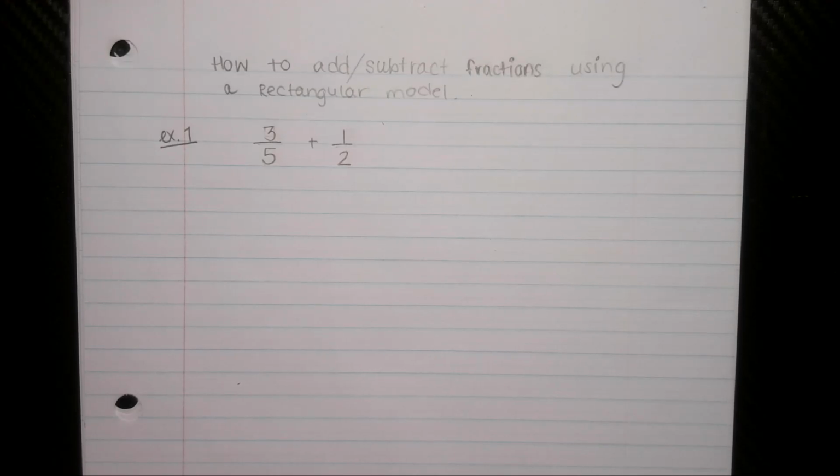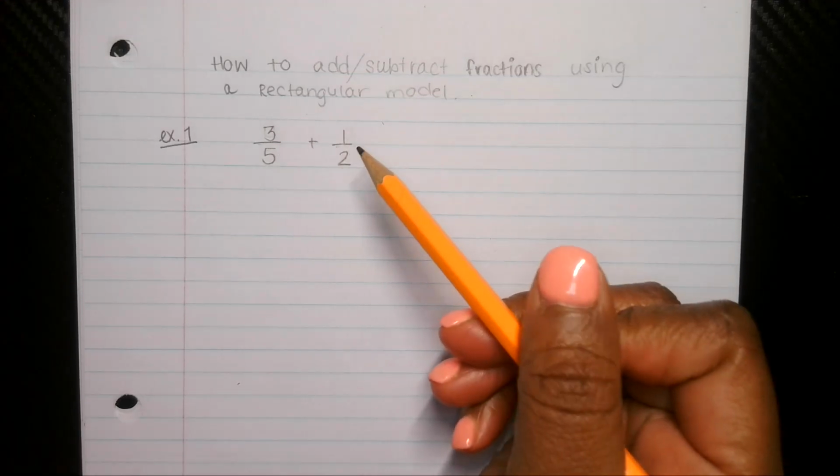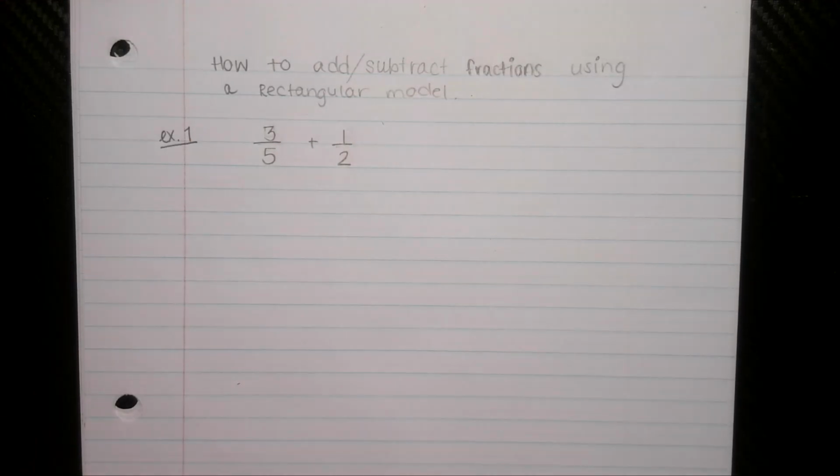In this example, we're going to learn how to add and subtract fractions using a rectangular model. To begin, we have 3/5 plus 1/2. I'm going to do some color coding just so you can see the concept and understand what we're saying.